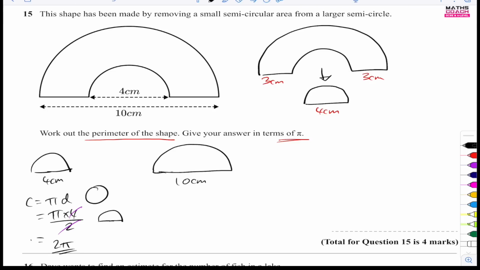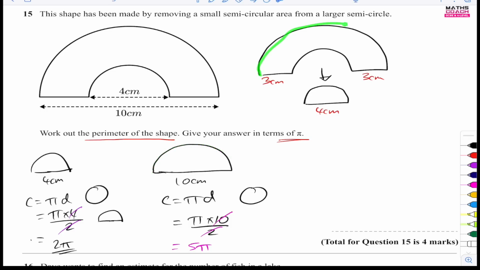And we'll do the same thing for the larger one. So pi times the diameter of a full circle, but this one is going to be pi times 10 and divided by 2. Once again, we're going to simplify this. So 10 and 2, we're going to end up with 5 pi. So the circumference or the arc length of the larger one is 5 pi.